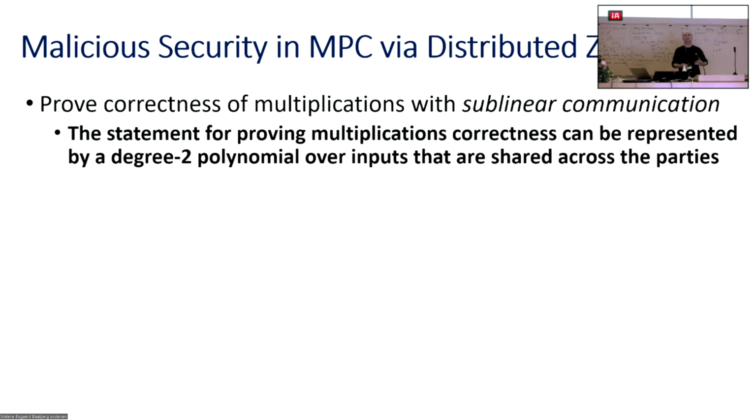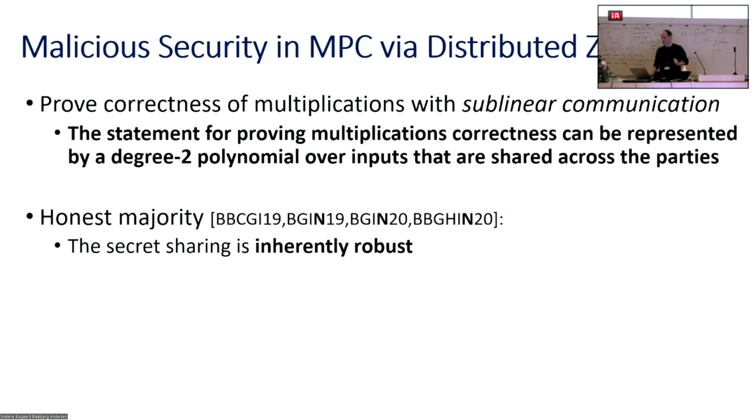Because in order to prove correctness, what we basically need is to prove that multiplications were carried out correctly. This is a statement that can be represented using a degree 2 polynomial over inputs that are shared across the parties, because after the parties compute the circuit, the inputs and outputs of each multiplication gate are shared across the parties.